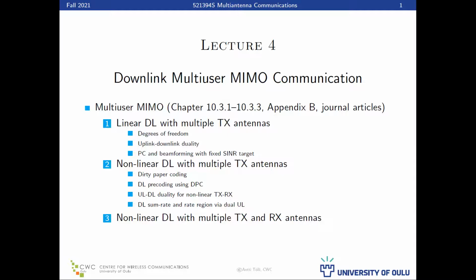And then we will start with the simple single antenna case, introduce the basic idea of the dirty paper coding, then move on to the multi-antenna downlink precoding using the idea of dirty paper coding. Then uplink-downlink duality for the nonlinear case. It's a relatively straightforward extension of the linear case. And then finally come up with the downlink sum rate and rate region beyond this dual uplink formulas. And then extend it to multiple antennas.